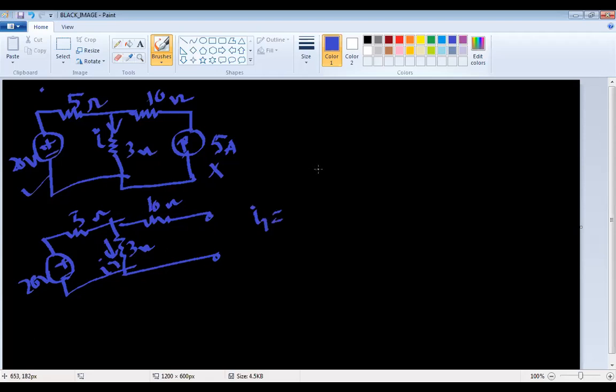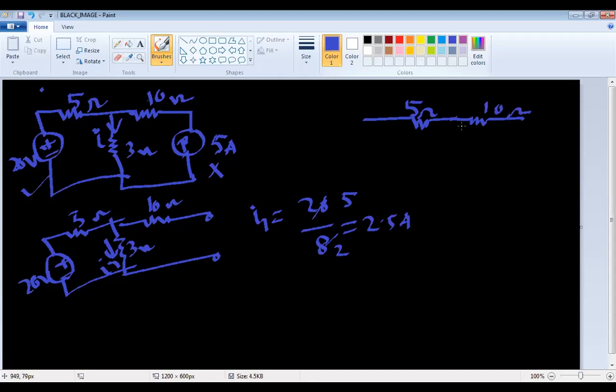20 by 8, sir. 20 by 8 is how much? 2.5 ampere. Correct. Okay, fine. Now we'll deactivate the 20 volt source. So this is your 5 ohm resistor, and this is your 10 ohm, and this is your 3 ohm.